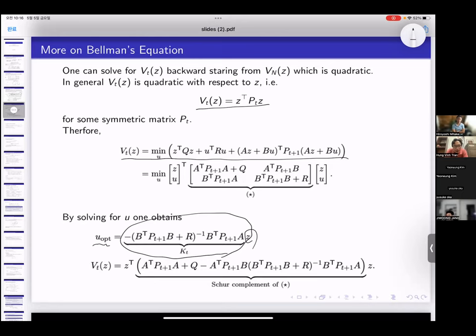Can you explain to everyone that you take Q to be just non-negative definite, but why did you need R to be positive definite? There's actually no particular reason for requiring R to be positive definite. It can be positive semi-definite as well. The only reason why we enforce R to be positive definite is that we really need to take the cost incurred by choosing the control action into account.